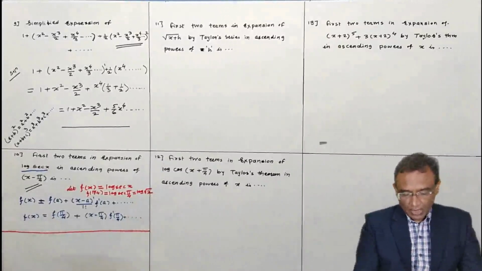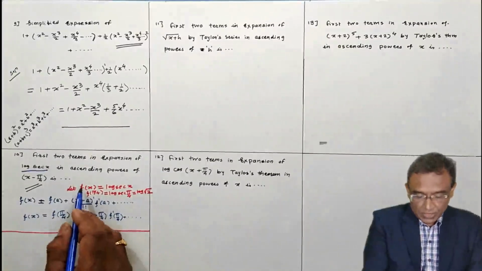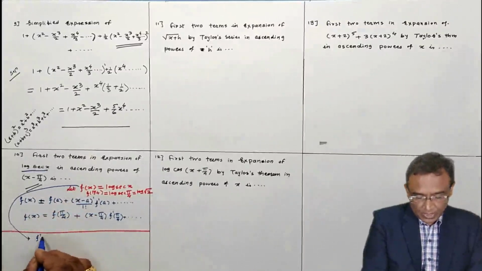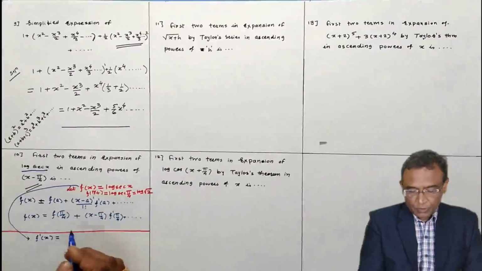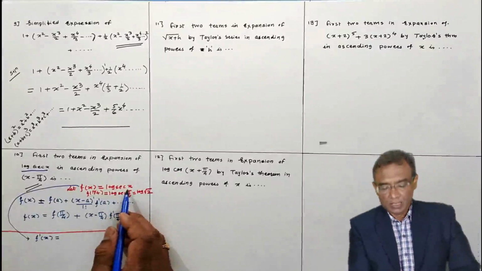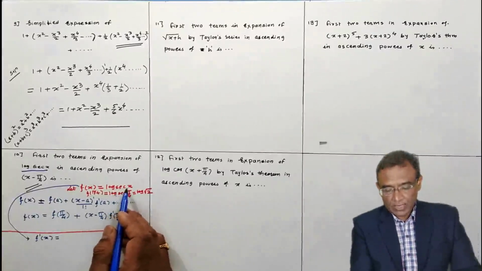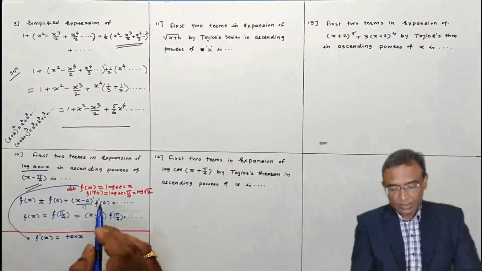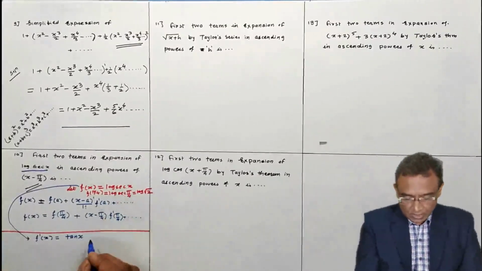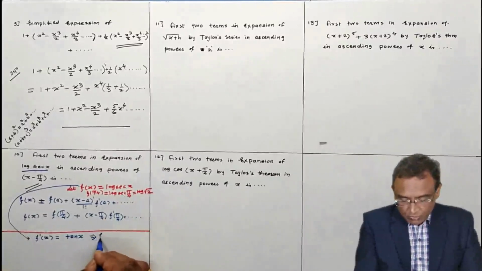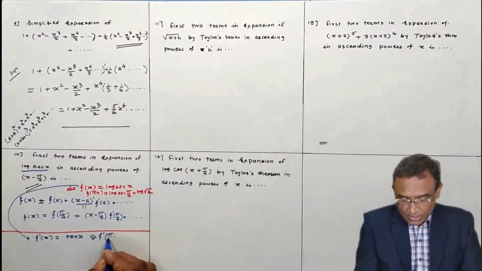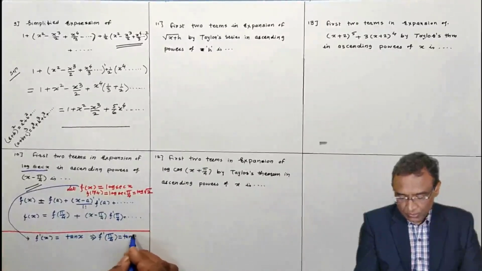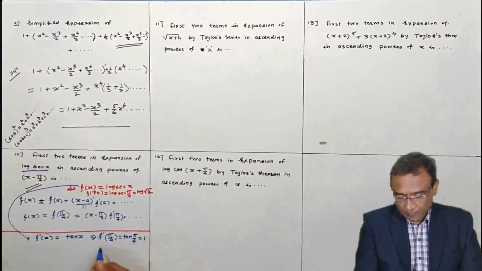Now, I want f dash of pi by 4. For f dash, take the derivative of f x, that is f dash x. Okay. What is the derivative of log of sec x? It is tan x, directly. And f dash of pi by 4 is required: put x equal to pi by 4, and tan pi by 4 is 1.